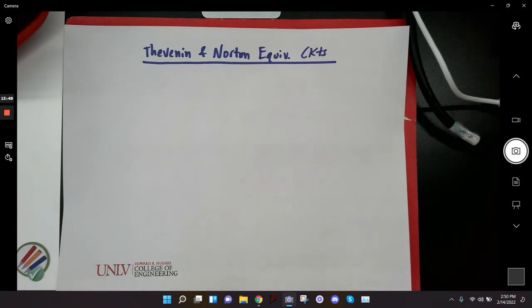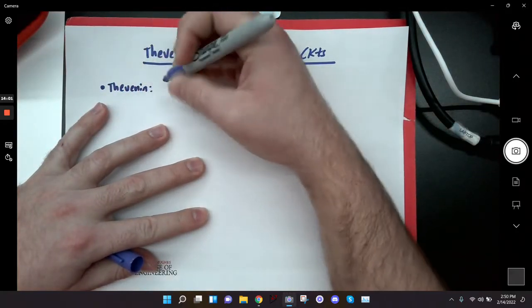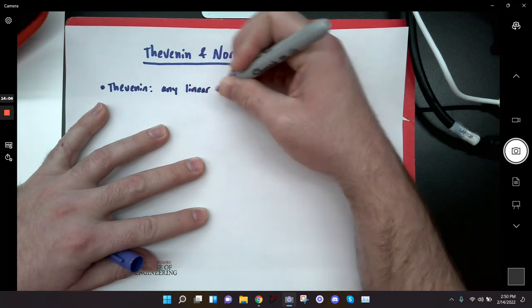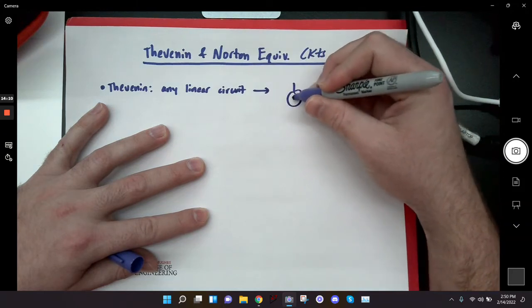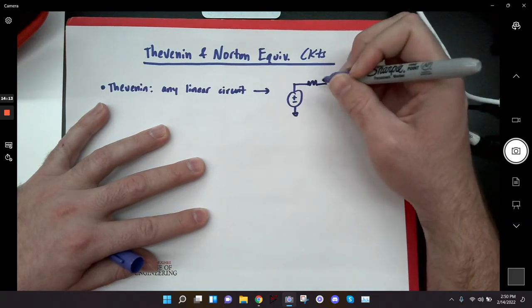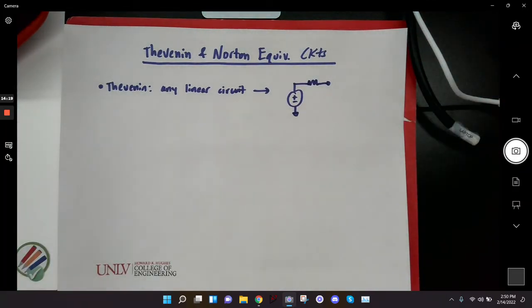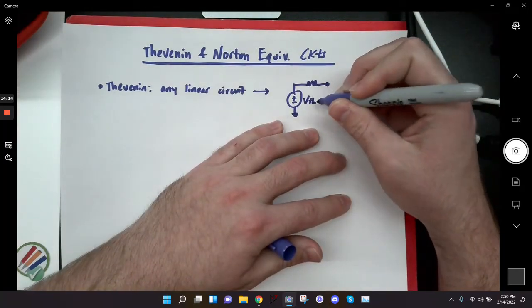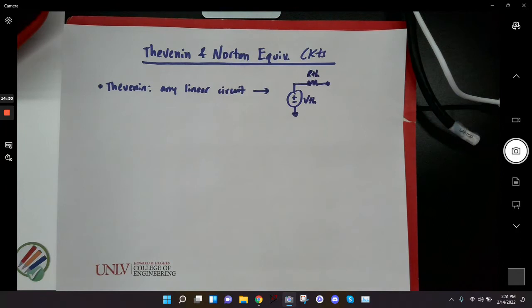It can basically be broken down into an equivalent circuit that's made up of just a voltage source in series with a resistor. Okay? So Thevenin's theorem is that any linear circuit can basically be replaced by a voltage source in series with a resistor. Just like this. Any circuit, doesn't matter how complicated, as long as its equations are linear, it can be replaced by this right here. This voltage source will be known as the Thevenin voltage, and this resistor will be known as the Thevenin resistance.